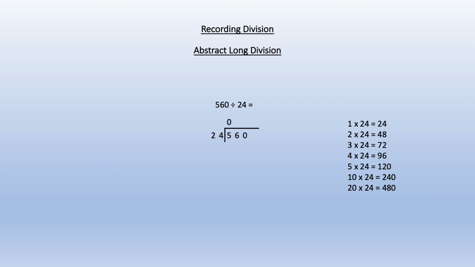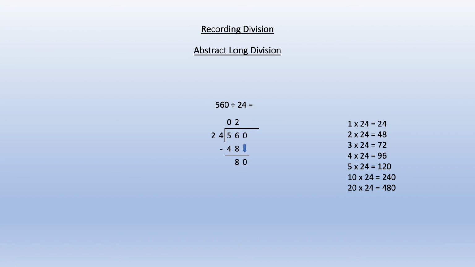24 is divided into each digit in turn. First, we ask 24 into 5, which clearly doesn't go, and so we record a 0 in this first column to act as a place value holder. Now we ask how many 24s go into 56, and I can see, looking at my list of multiples, that 2 lots of 24 make 48. So I place 2 above the 6. I subtract 48 from 56, leaving 8, which is the remainder from the first division.